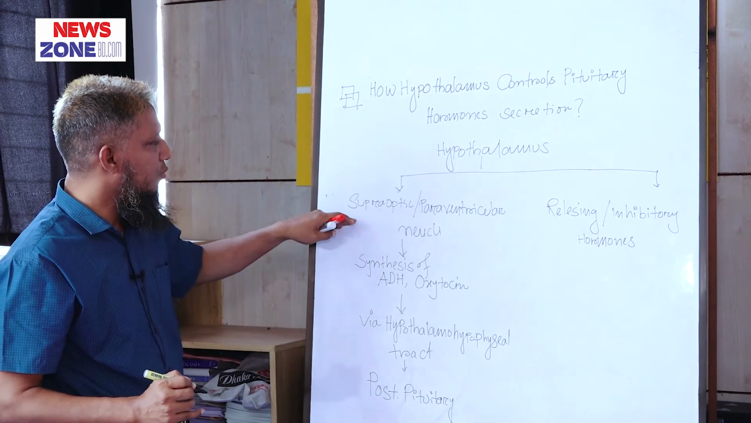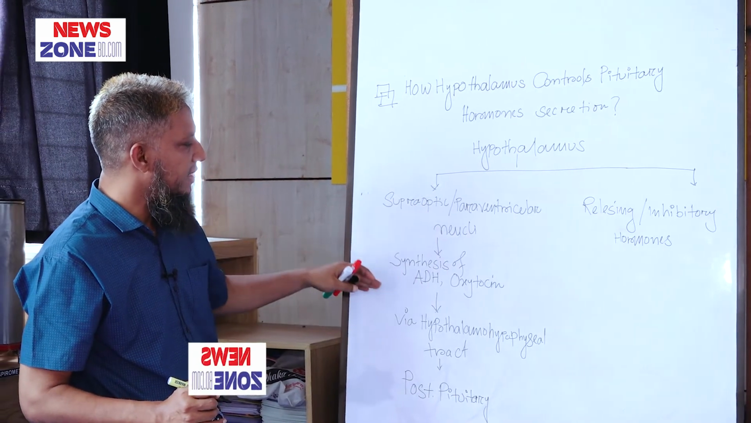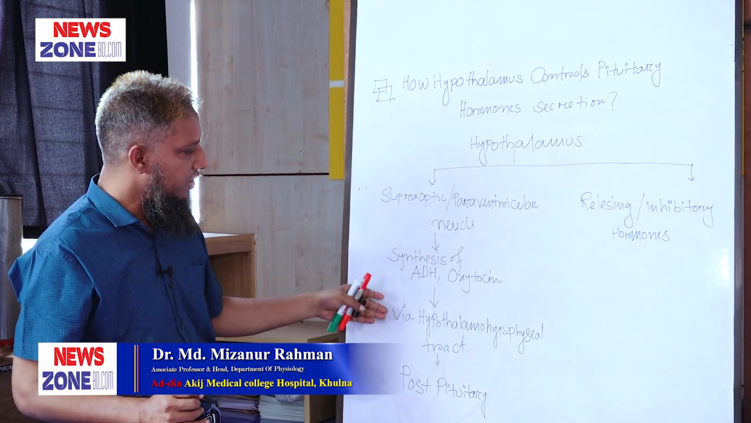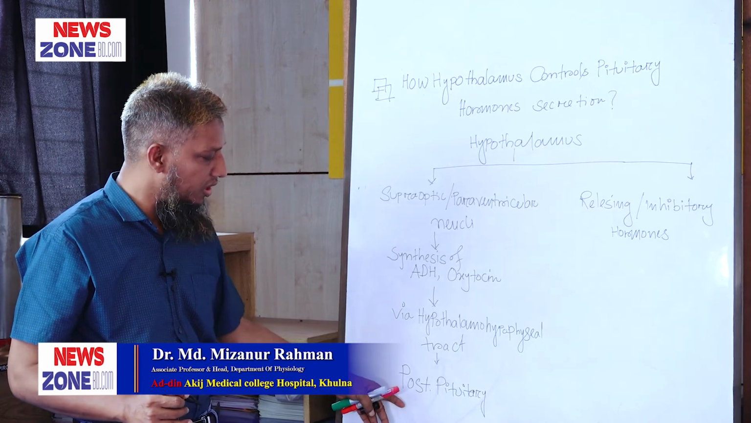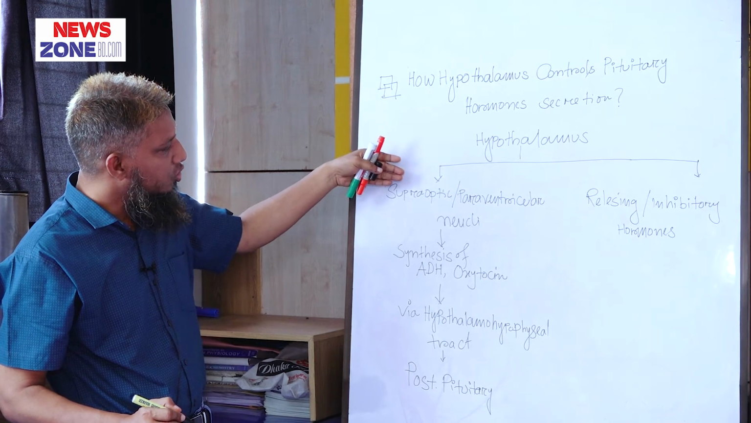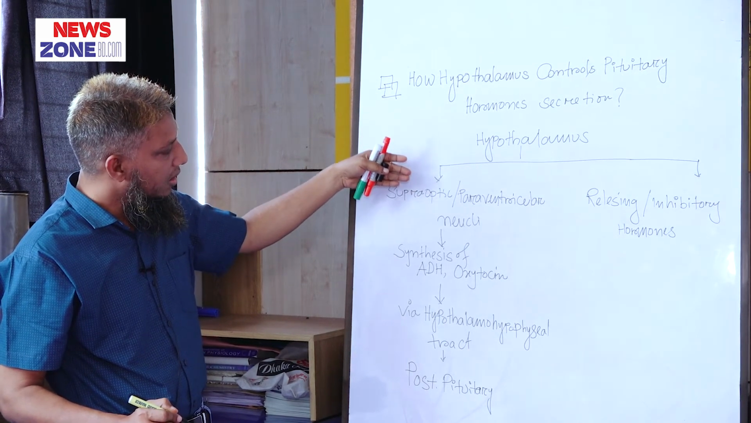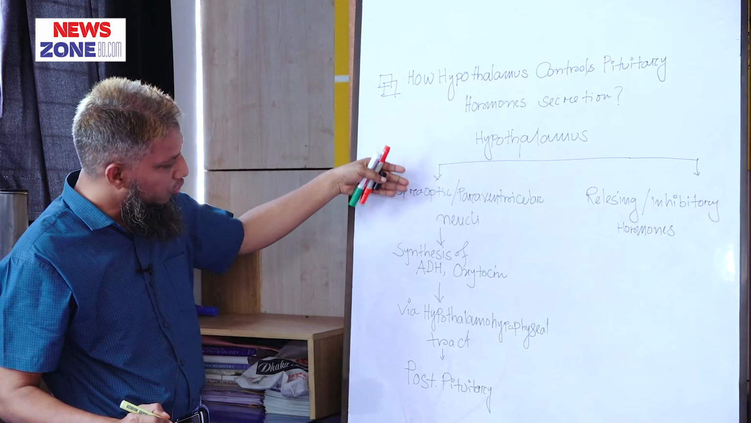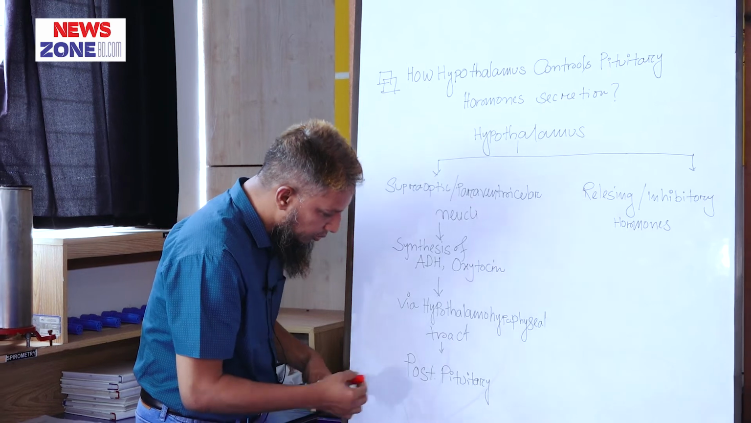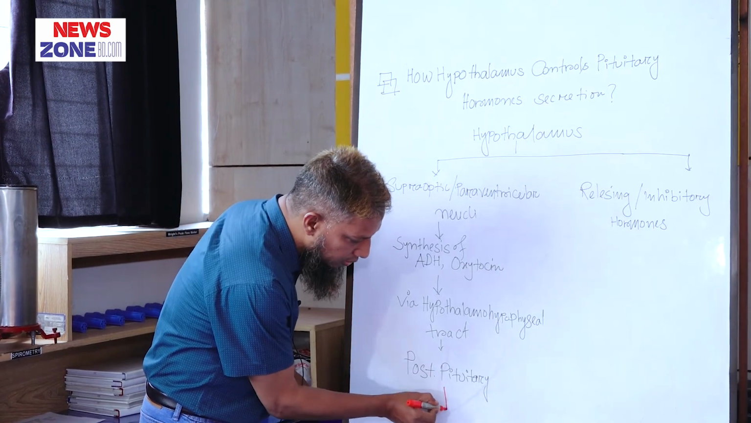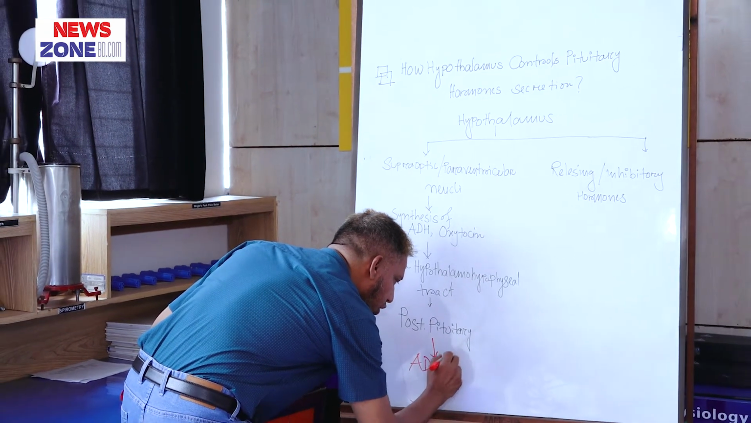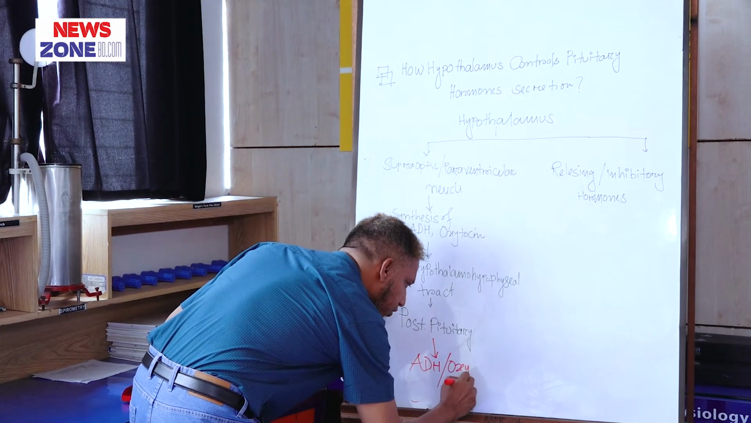In the hypothalamus, supraoptic and paraventricular nuclei synthesize ADH and oxytocin hormone, and then these hormones come via a tract to the posterior pituitary and are stored here. And also nervous signals from this supraoptic and paraventricular nucleus as well as the hypothalamus come through this tract, reach the posterior pituitary, and then release these ADH or oxytocin.